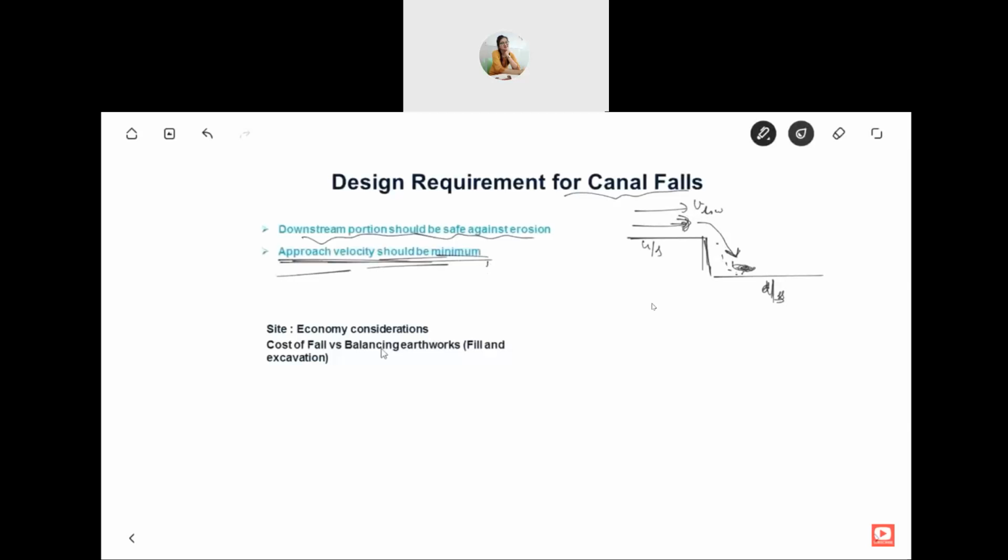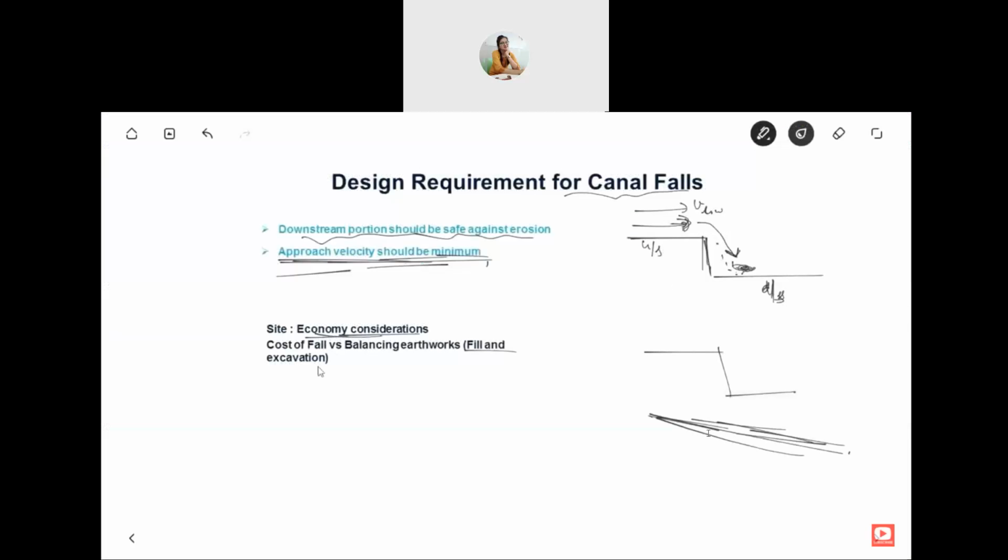So how is the site selected? The site is totally selected by economic considerations. Sometimes you have to work out the benefits between the cost of the fall and balancing earthworks to make the bed slope uniform. That is fill and excavation. So the site depends upon the economic considerations.